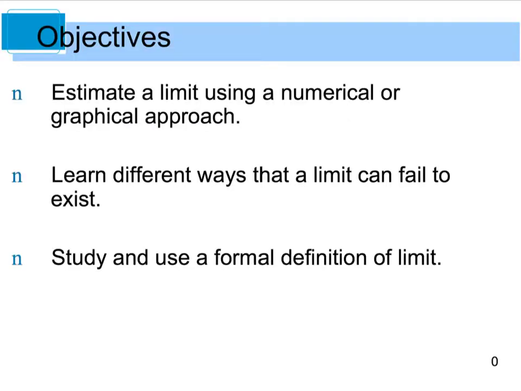Alright, so we're going to make sure we can estimate a limit using a numerical and graphical approach, and learn different ways a limit can fail or exist. For our class, we are not going to worry about the formal definition of the limit. Don't really need that for us.